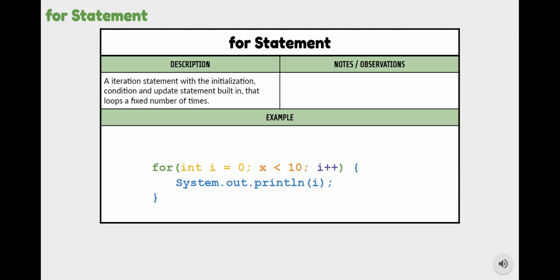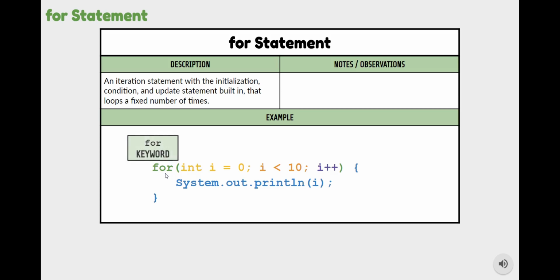We're going to learn a new statement. That's going to be the for statement. The for statement is an iteration statement with the initialization, condition, and update statement built in that loops a fixed number of times. We have an example of that for statement down in the example box.